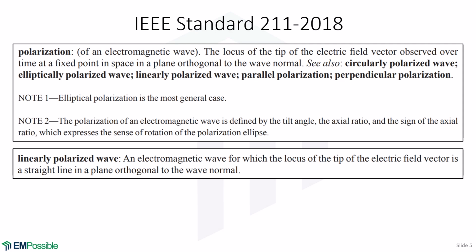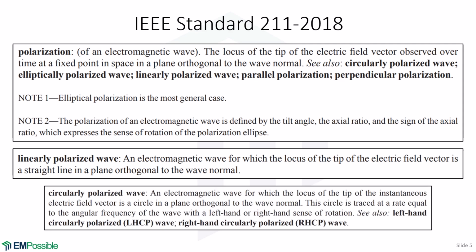Well, a linearly polarized wave, the definition: an electromagnetic wave for which the locus of the tip of the electric field vector is a straight line in a plane orthogonal to the wave normal. Again, a big sentence. Don't worry about not following all that. I have visualizations that are very consistent with this.